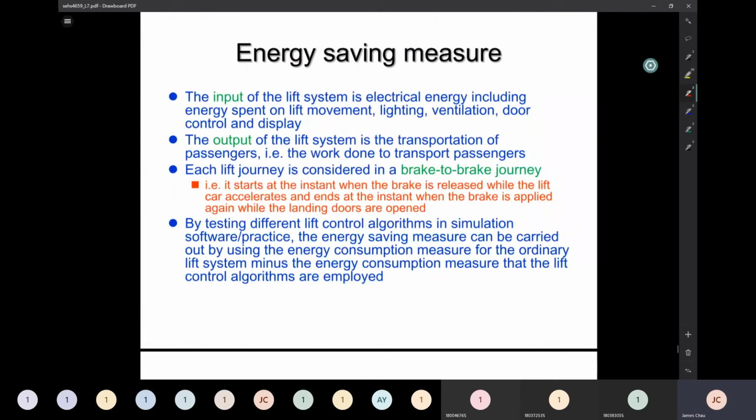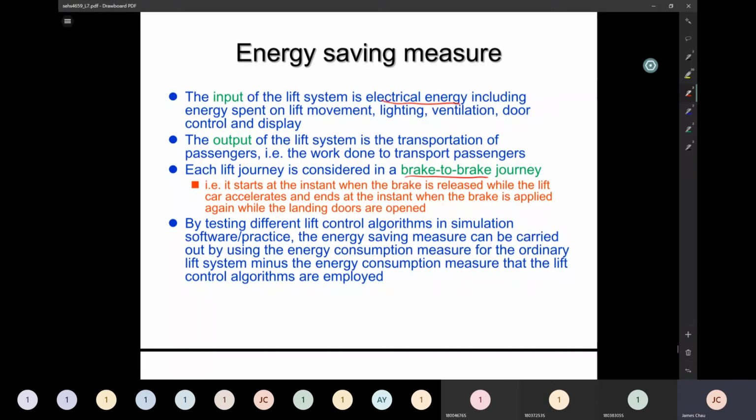Now the input of the system should be the electrical energy of the building spent on the lift movement, lighting, ventilation, door control and display. And the output should be the transportation of the passengers, so the work done to transport passengers. And you can consider each lift journey as a brake-to-brake journey. Okay. So it starts at the instant when the brake is released, while the lift accelerates, and ends at the instant when the brake is applied again, while the landing doors are opened.